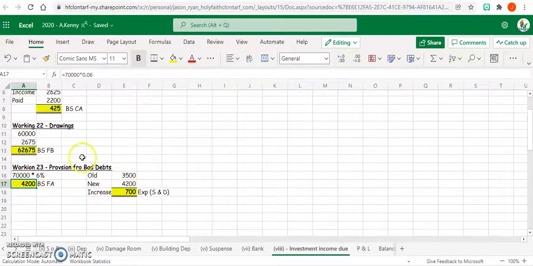So remember, for your provision for bad debts, you find out what the new provision is, then you see, is that new provision an increase or a decrease? If it's an increase, it's an expense and it goes into your profit and loss account. If it's a decrease, it's extra money that we thought we wouldn't get, but we are getting it back, and that's going to be added to your operating income. So there's two parts to your provision for bad debts. And that's how you answer the last adjustment for A.